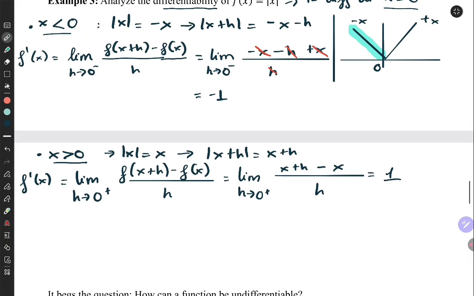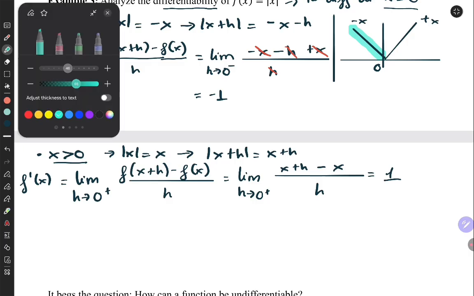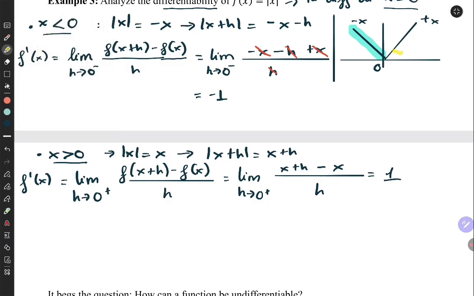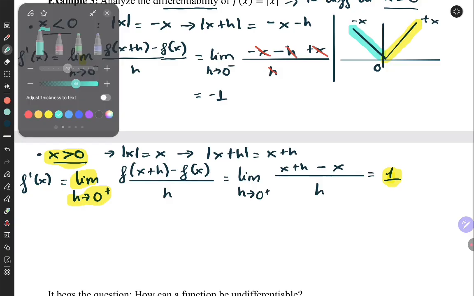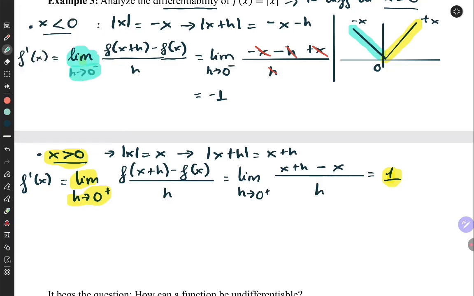So on the right side, I maybe use a different color. Yellow here. You have this. Approaching 0 from the right, you have that. Approaching 0 from the left, you have negative 1. Look at these two limits. Limits approaching 0 from the left, negative 1. Approaching 0 from the right, positive 1. What will be the limit at 0?